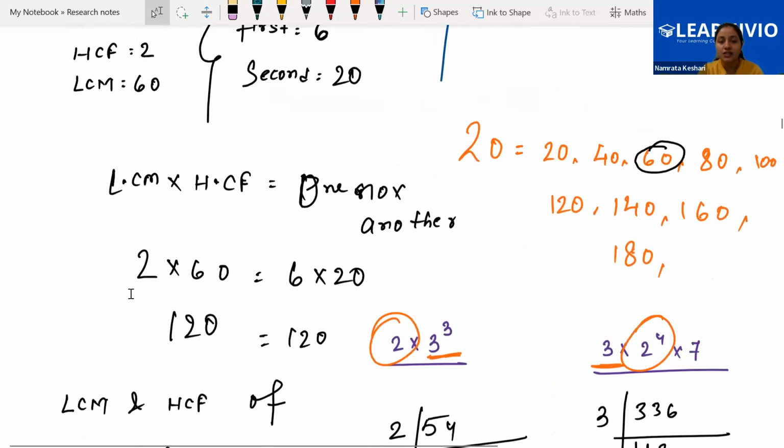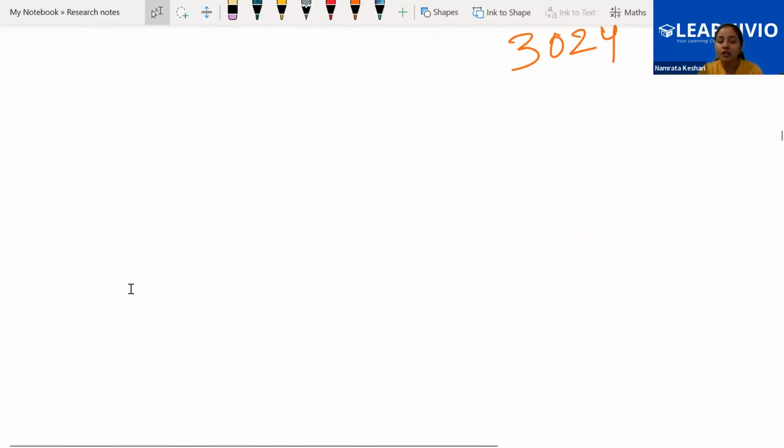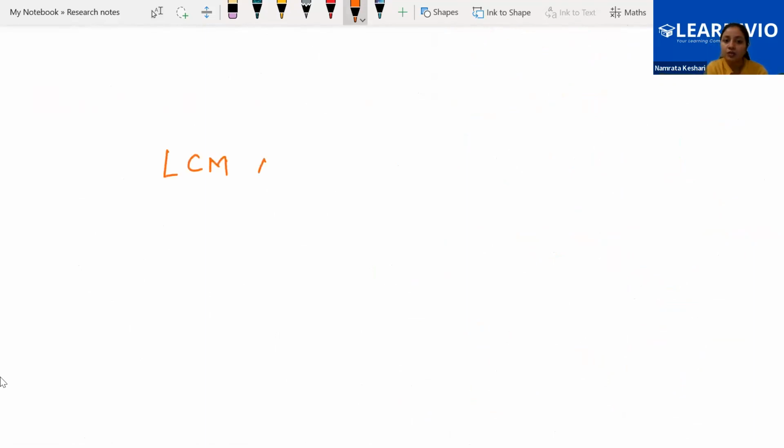How to find LCM, how to find HCF. Now we were talking about one relation, that is LCM into HCF is equals to one number into another number. What is this one number, another number? We must be having two numbers, and by using both the numbers' prime factorization we are finding the LCM, then we are finding the HCF. That number only we are going to use on the other side. We are going to take the product of the two numbers on the other side.